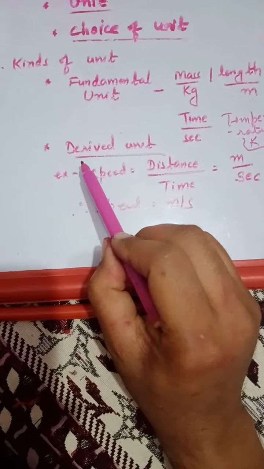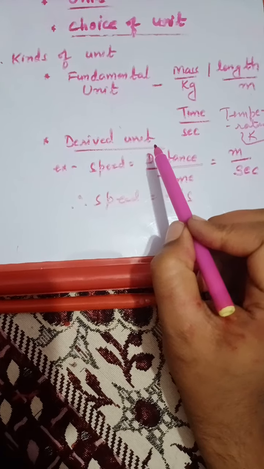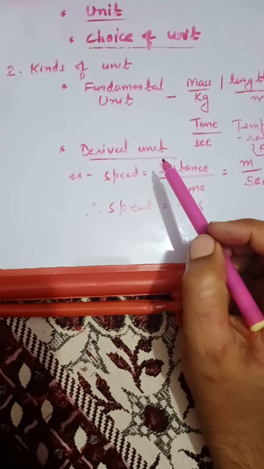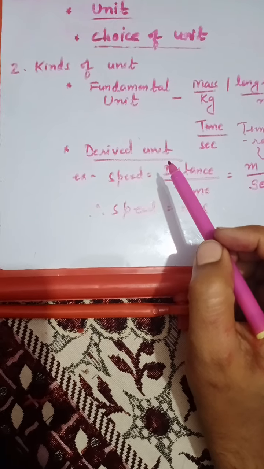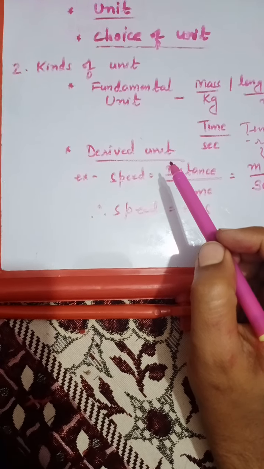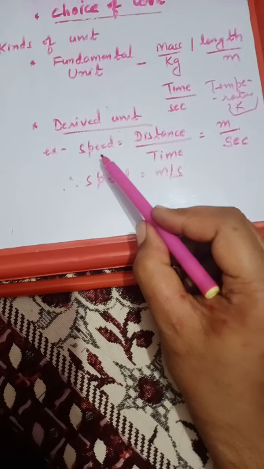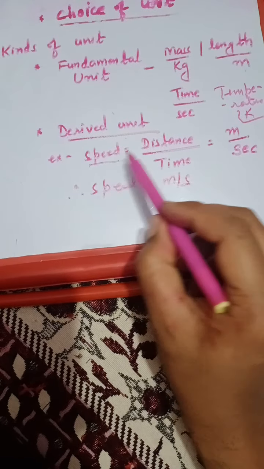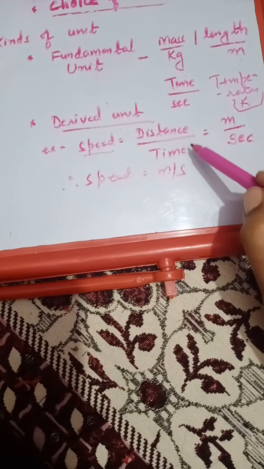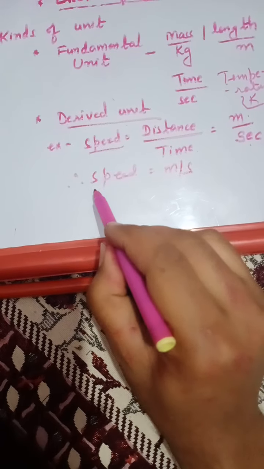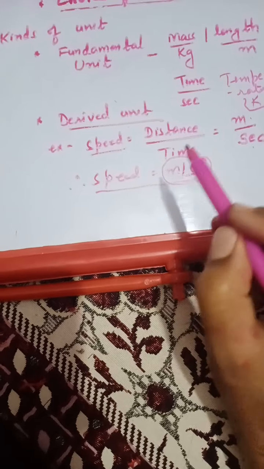So the next kind of unit is a derived unit. So what is the derived unit? Derived units are those which depend upon fundamental unit or which can be expressed in terms of fundamental unit. For example, speed. Speed is derived with the help of fundamental units of distance and time, whose units are meter and second. Meter and second are two fundamental units through which we have derived the unit of speed, which is meter per second.